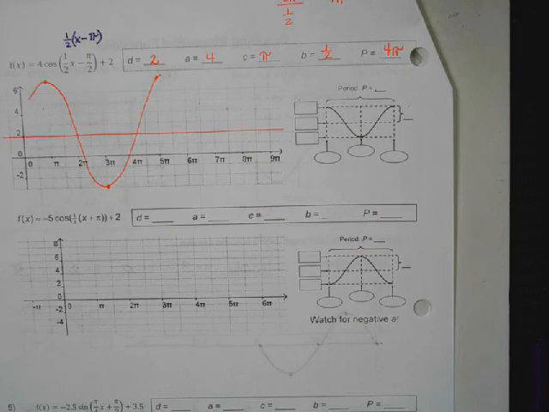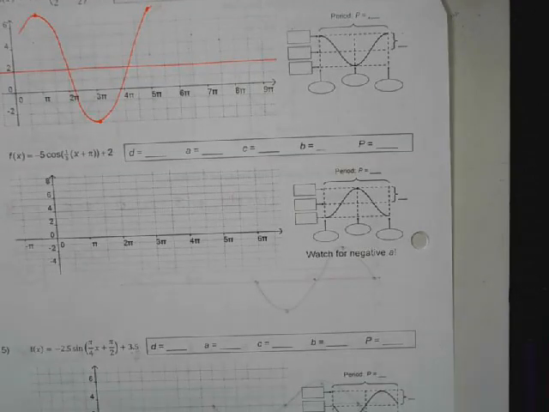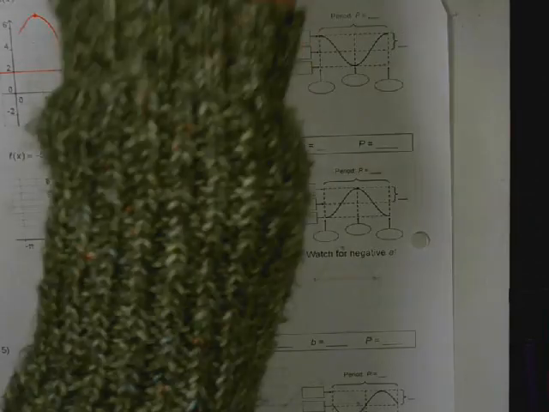Okay, so try 4. It's got a reflection, by the way. That just means it starts upside down. So would the line still be at 2, right? Yes. Okay.